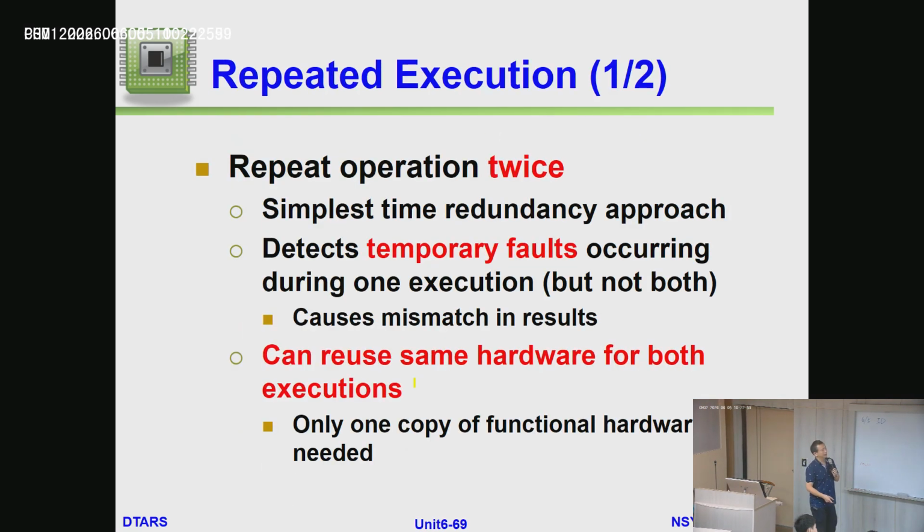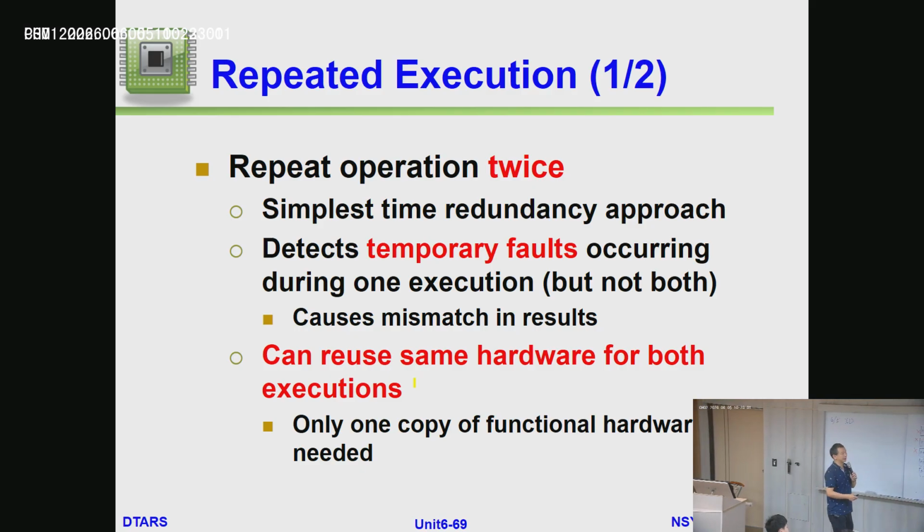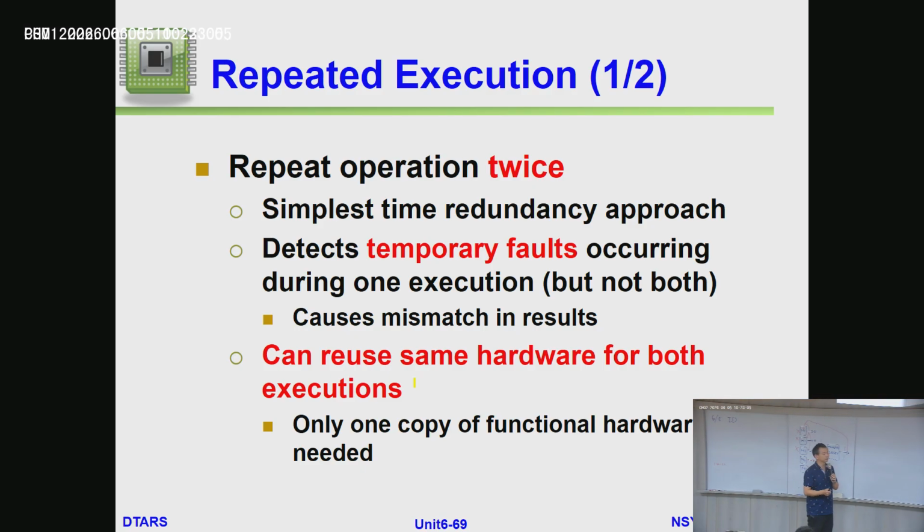Okay. So how can we specifically implement the time-based check methods? So the first one, repeated execution. So for example, we repeat the operation twice. Okay, so it is the simplest time redundancy method. We just need to control our system. Every time you do the operation, you do it twice. So you can easily imagine that this one is the simplest method.